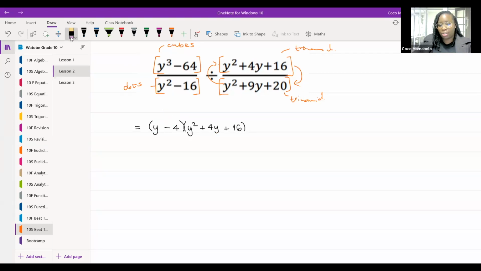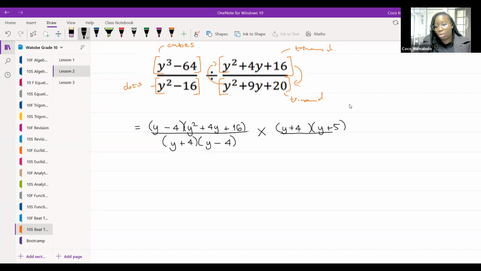Surprisingly, that looks very familiar at the moment. Well, at least it should. At the bottom over here, I'm going to get y plus 4 and y minus 4 and times. Now this y squared plus 9y plus 20 has gone to the top, so I need to factorize it up top here. I'm going to factorize it to y plus 4 and y plus 5. Now, I know you guys have figured out that this thing at the top here doesn't factorize, so it stays y squared plus 4y plus 16.